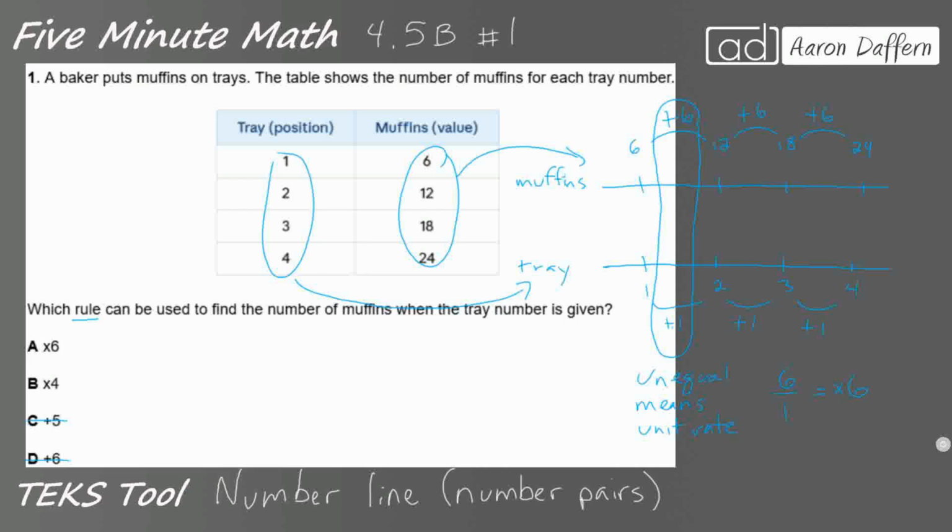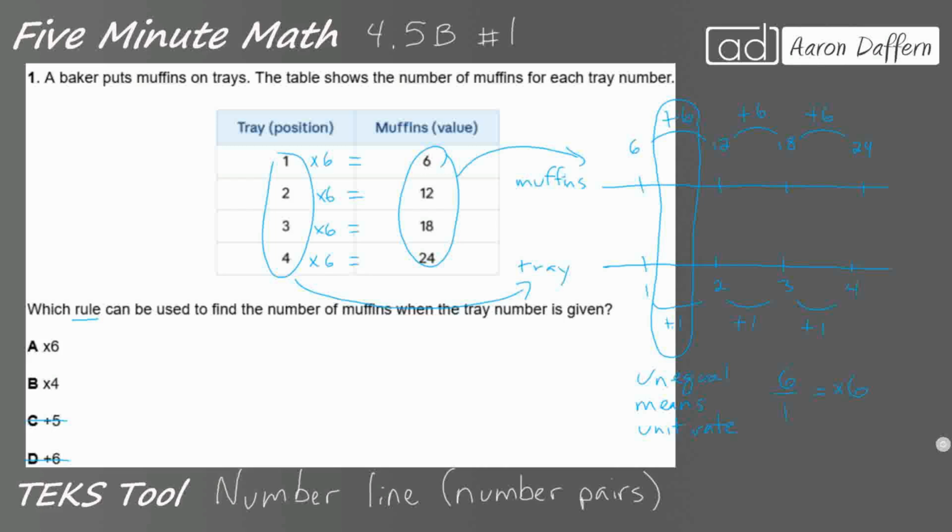So let's test that out. Let's see if this works. 1 times 6, that equals 6. It needs to work for all of them. 2 times 6 equals 12. 3 times 6, that does equal 18. And 4 times 6, that equals 24.